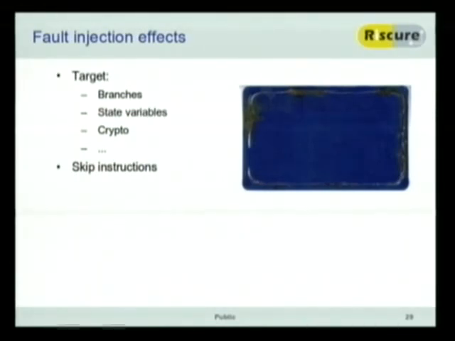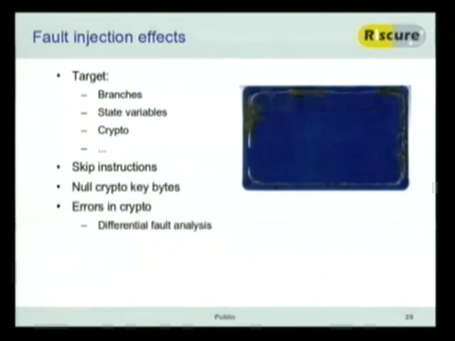Skipping instructions you could do. Sometimes you can null crypto bytes, thereby reducing the entropy of the key. I mentioned differential fault analysis. Bellcore attacks are pretty cool.